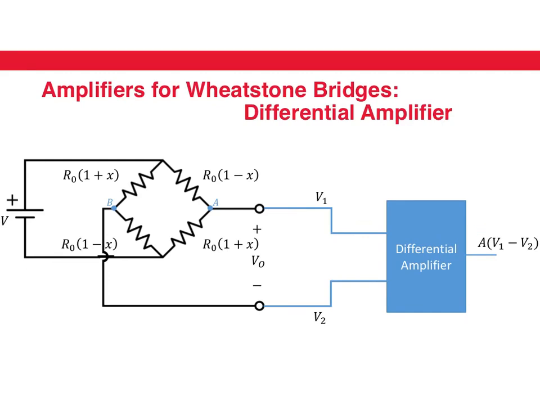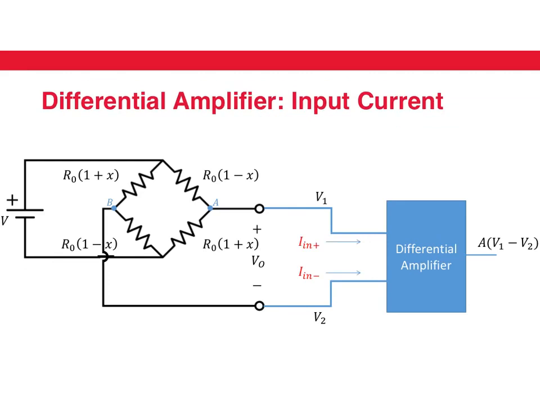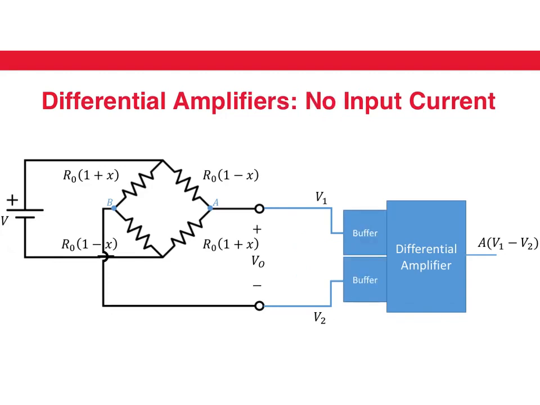Okay, but in a differential amplifier, the currents that flow into the circuit are not zero, but we want the currents to be zero, right? So the input currents that flow into the differential amplifier are not zero. To make them zero, what we can do is add buffers in both the inputs of the differential amplifier. The idea of a buffer being that it has almost an infinite input impedance and therefore zero current flowing into the buffers.